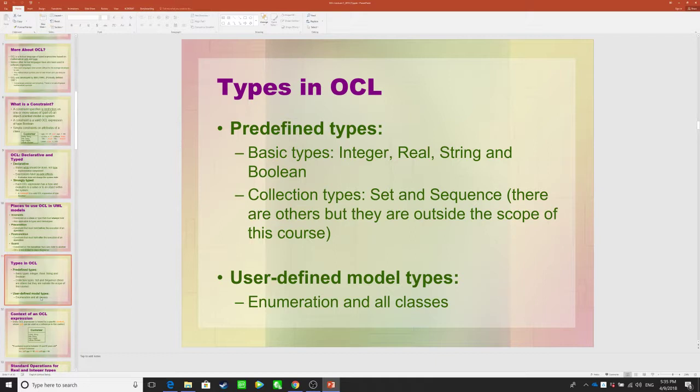Collection types, we have set, sequence, and something else. If you check their specification, their menu, you will see some other predefined types as well, but we may not use them at all here. Okay, and user-defined types, right? Like when we define a class, something like that.